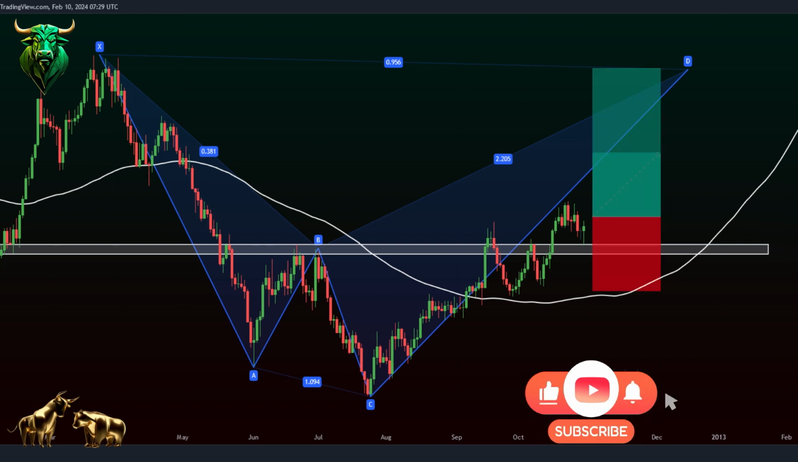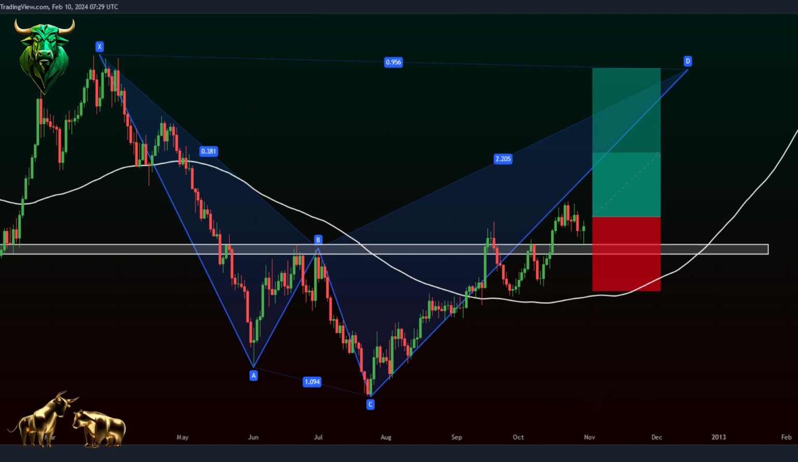6. Entering a long trade. Once confirmed, enter a long trade. Set your risk-to-reward ratio, e.g., 2:1. Place your stop-loss just below the recent price low.